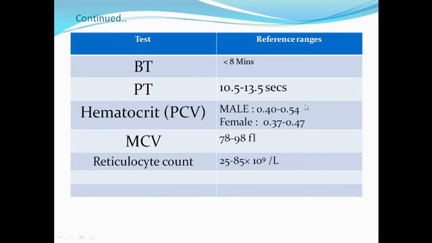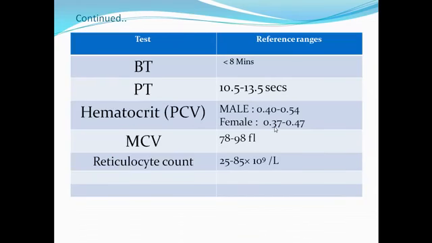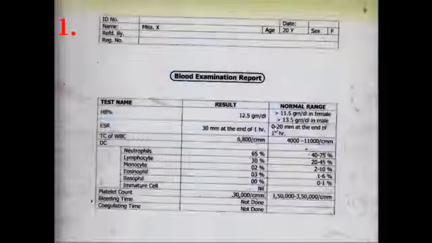Bleeding time less than 8 minutes. Prothrombin time, hematocrit, that is packed cell volume, male and female different. 0.40 to 0.54 is the ratio, or percentage 40% to 54%, in case of female different. Mean cell volume 78 to 98 femtoliter, and reticulocyte count. So if we know all the normal parameters, we will be able to detect any pathology if present.